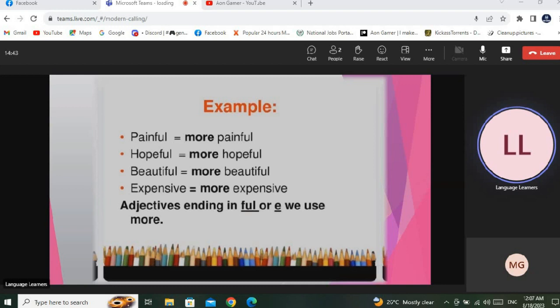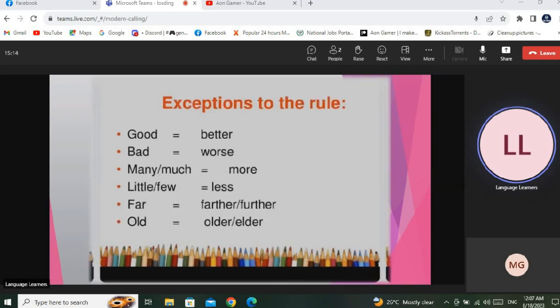As I said, there are some exceptions as well. It's not like you simply add ER, so good will become gooder. It's not like that. Bad will become badder. It's not like that. So these are the exceptions. Good, better, and the superlative is best. Good, better, best. Bad, worse, worst. Many, more, most. Little, less, and the superlative degree is least.